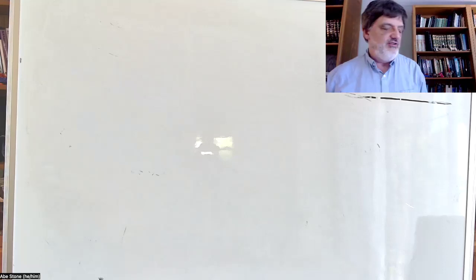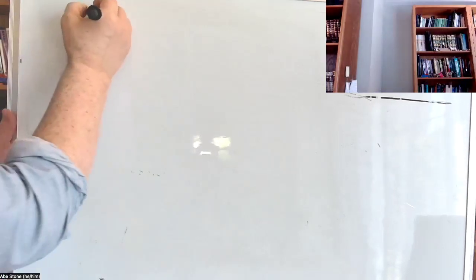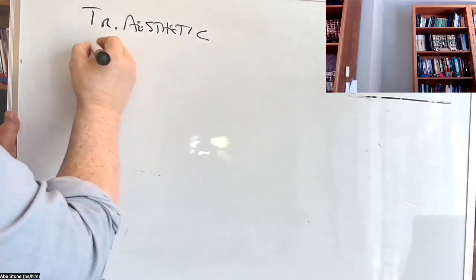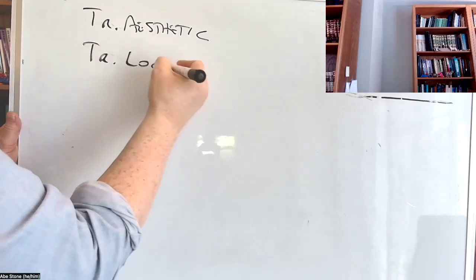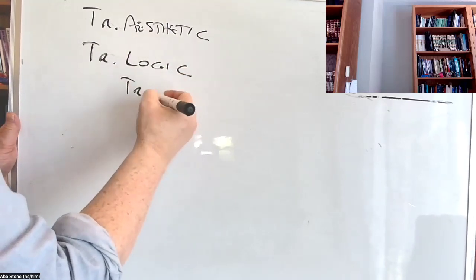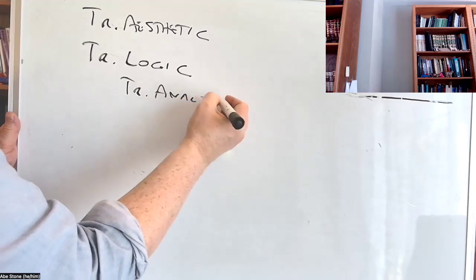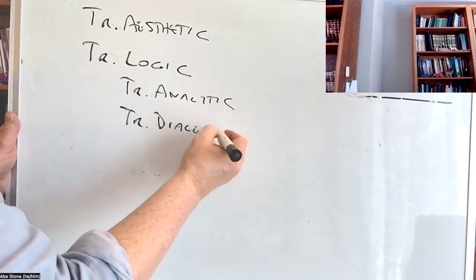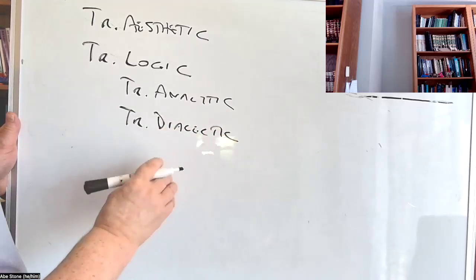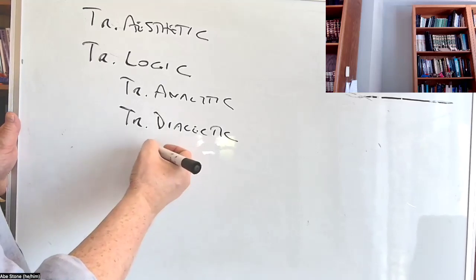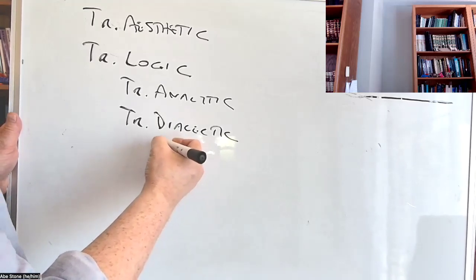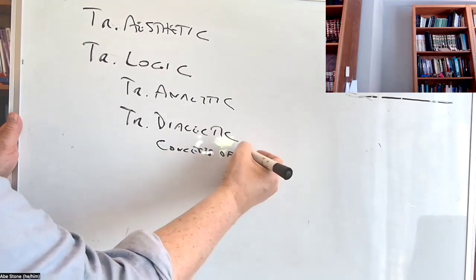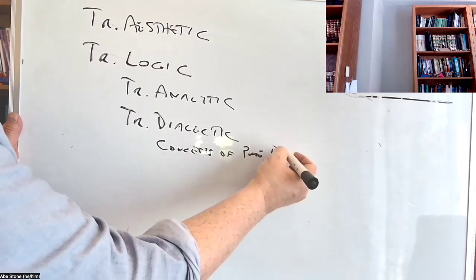So where we are in the book. The doctrine of elements had two parts, the transcendental aesthetic and the transcendental logic. And the transcendental logic is two parts, the analytic and the dialectic. And the transcendental dialectic has two parts, the concepts of pure reason.